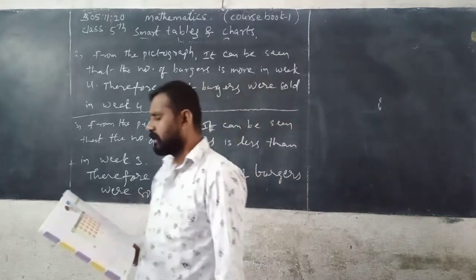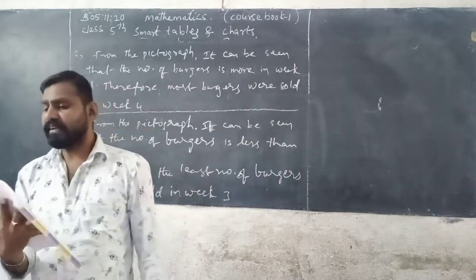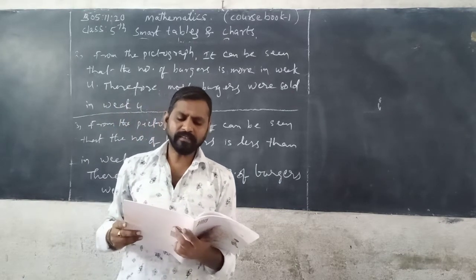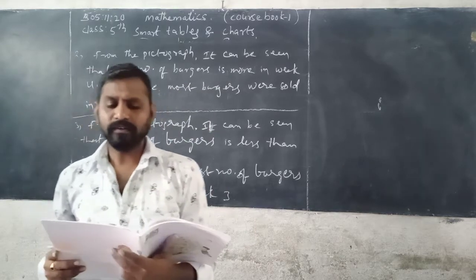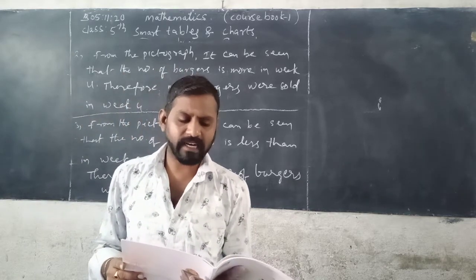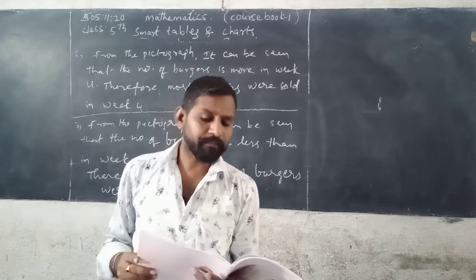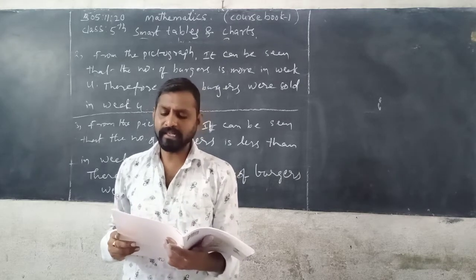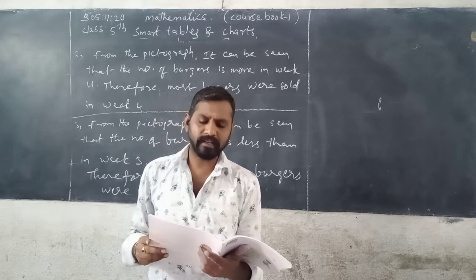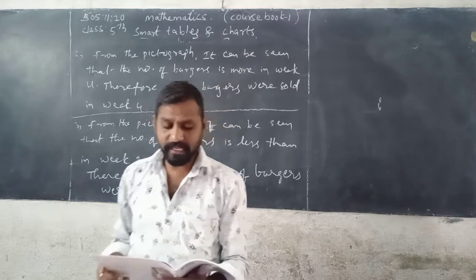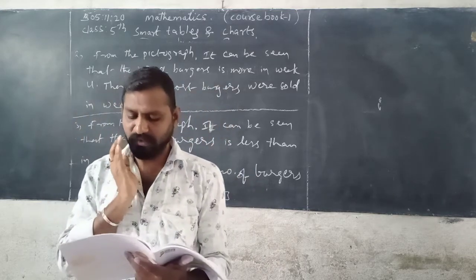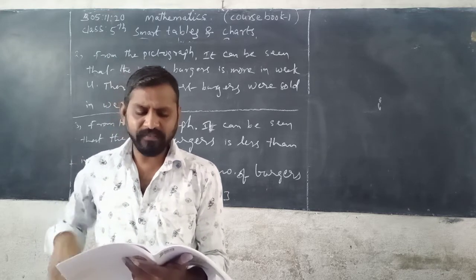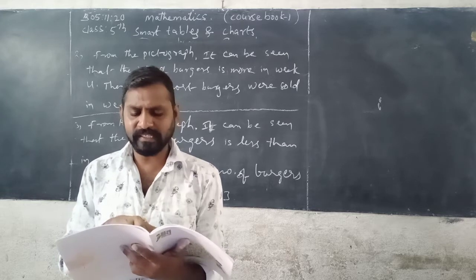Now next, page number 47. The apartment where Varun lives has 5 floors. Varun and his friends collected data about the number of people living on each floor in that apartment. Details regarding this information are given below in a tabular form. See here, first floor, number of people in each row. How many people are there in each row? First floor, 1, 2, 3, 4, 5, 6, 7, 8, 9.